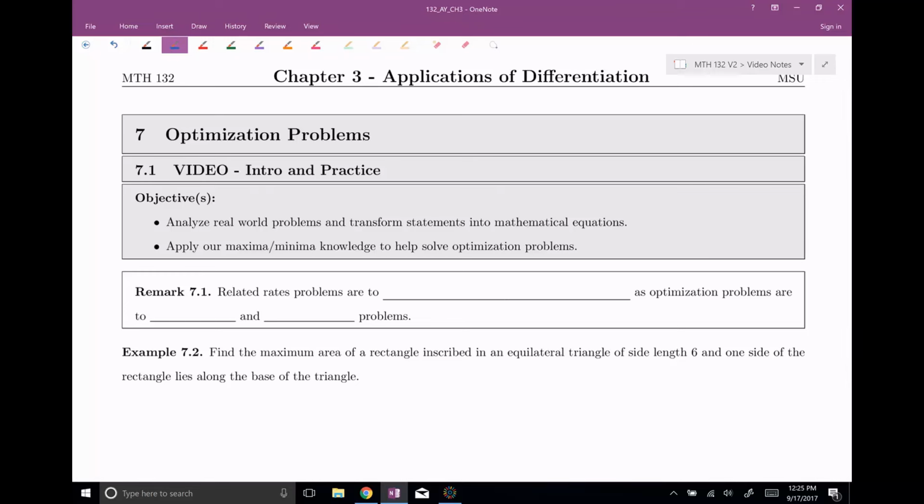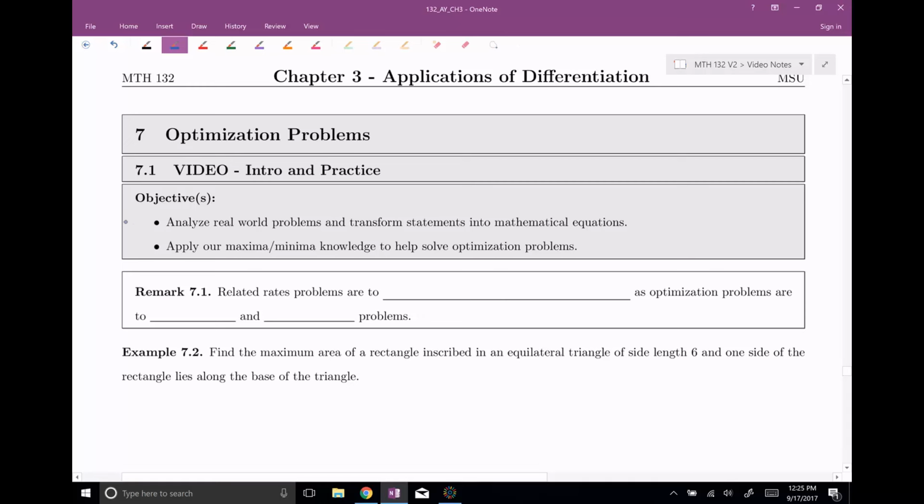Welcome everyone to section number 7. This is optimization problems, right? So optimizing stuff, that means we're going to find either minimums or maximums. This is our intro video, right? We'll get a little bit of practice in this, and then we have one more video where things will get a little bit more difficult.